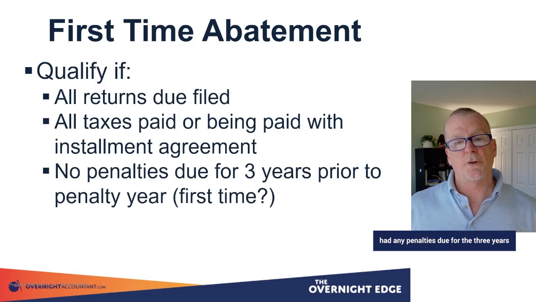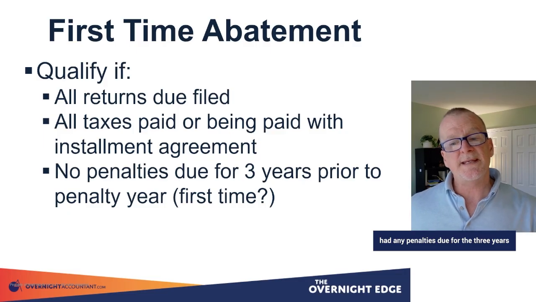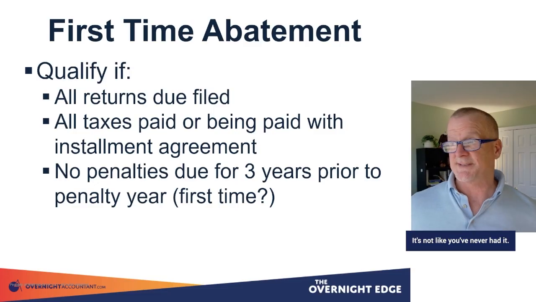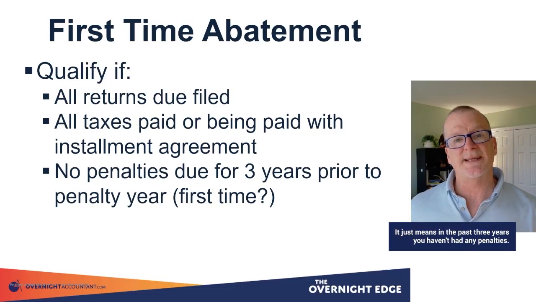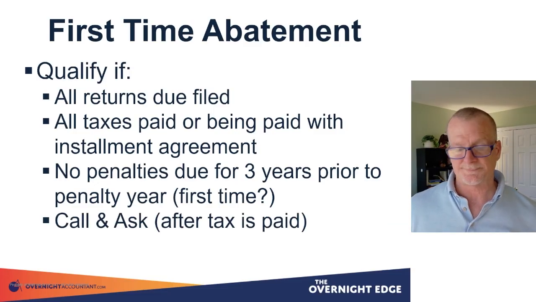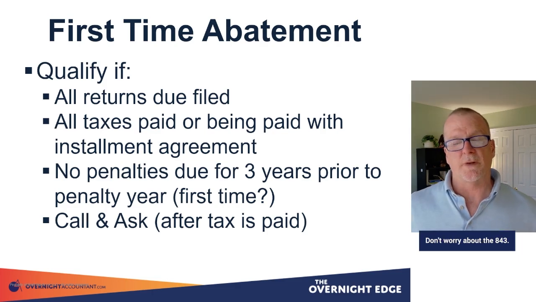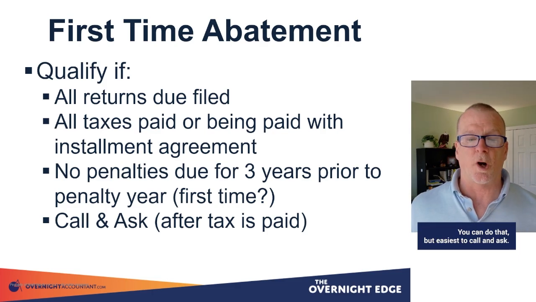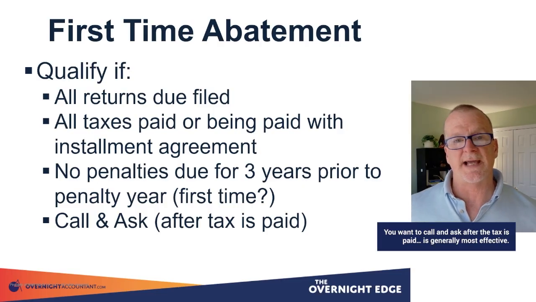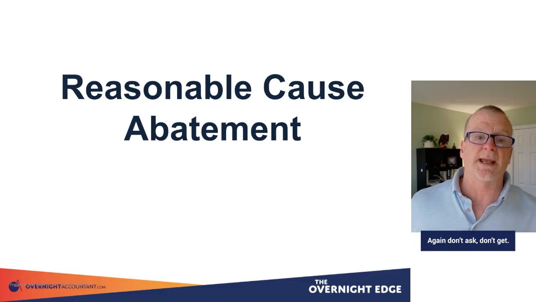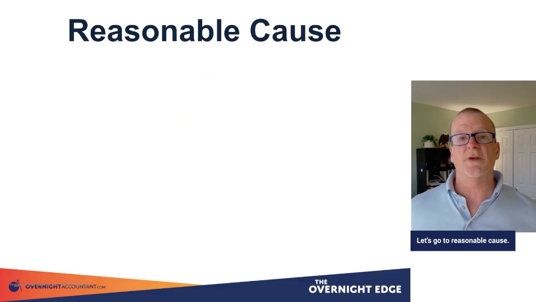You haven't had any penalties due for the 3 years prior to the penalty year. That's what makes it the first time. It's not like you've never had it. It just means in the past 3 years, you haven't had any penalties. Call and ask for this abatement. Don't worry about the 843. You can do that, but it's easiest to call and ask. Calling after the tax is paid is generally most effective. Again, don't ask, don't get. Try this one first. Let's go to reasonable cause.